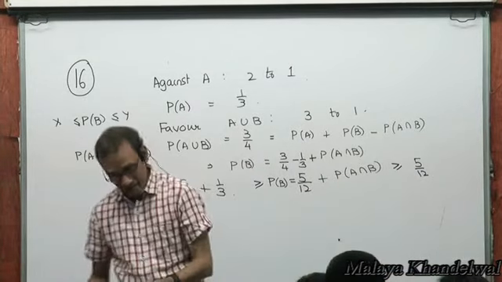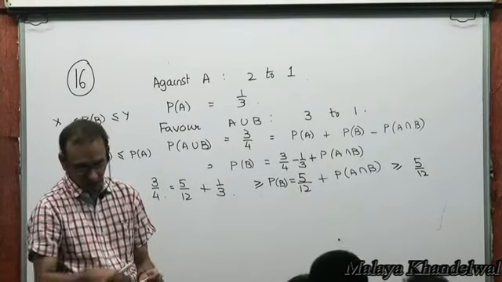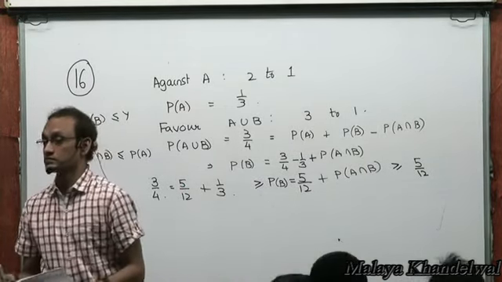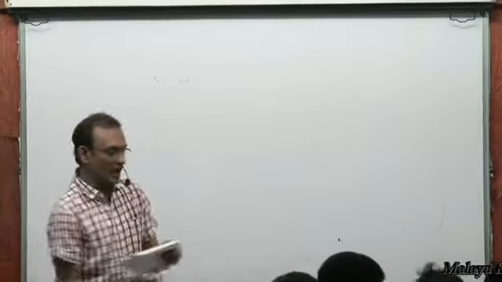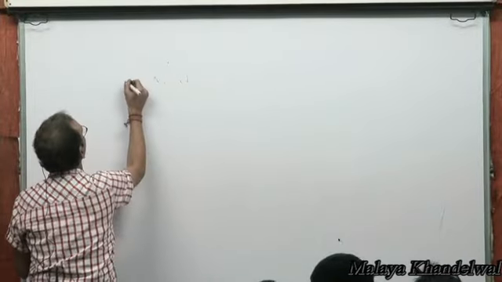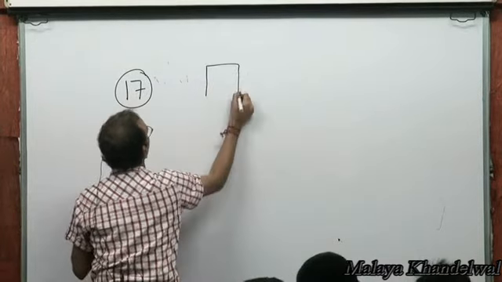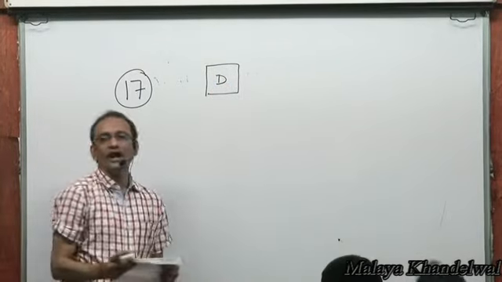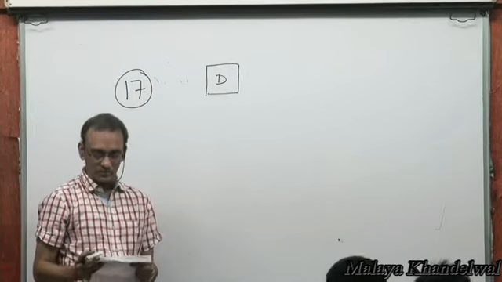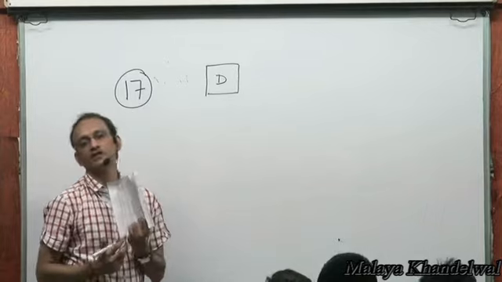Okay. So then, let's look at the next problem, problem number 17. A 6-faced fair die is thrown until 1 comes. What is the probability that 1 comes in an even number of trials?